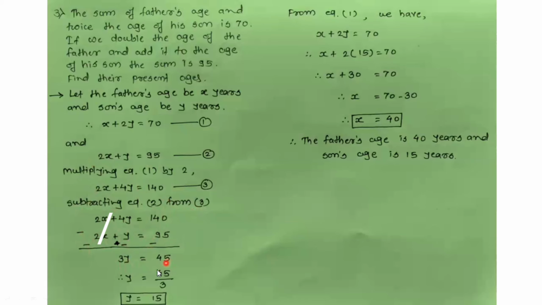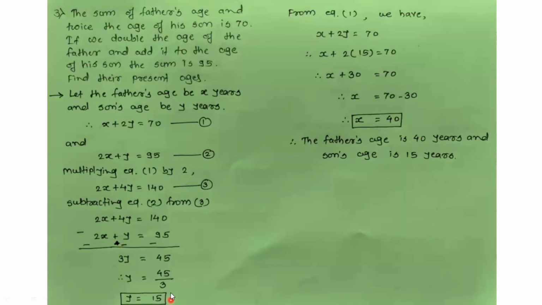Now, to find the value of y, we should transfer 3 to the right hand side. So 45 divided by 3. If we divide 45 by 3, we will get 15. That is, the value of y is 15.